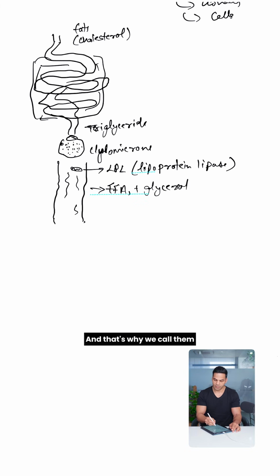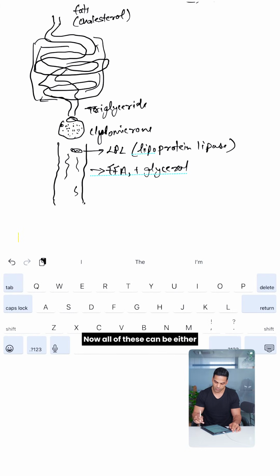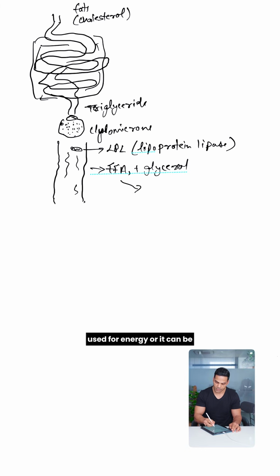Right, and that's why we call them triglycerides, because you have 3 free fatty acids. So tri, and then glycerol. So you have free fatty acids and glycerol, right? So LPL will break down triglycerides into free fatty acids and glycerol. Now all of these can be either used for energy, or they can be taken up by your adipose tissues and muscle tissues, and it will get stored there.